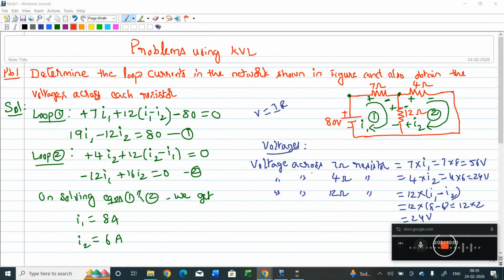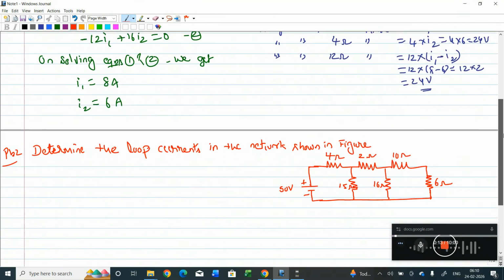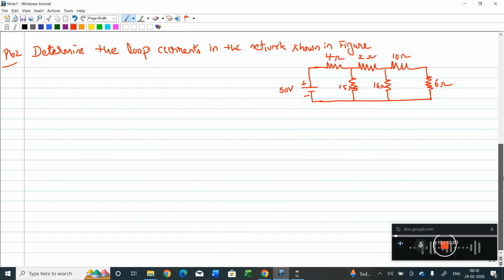Dear students, in this lecture we are continuing with solving the network problems using KVL. So in the previous lecture we have completed a simple problem, this one. Now we will go with another problem. Here the problem is given as: determine the loop currents in the network shown in the figure.